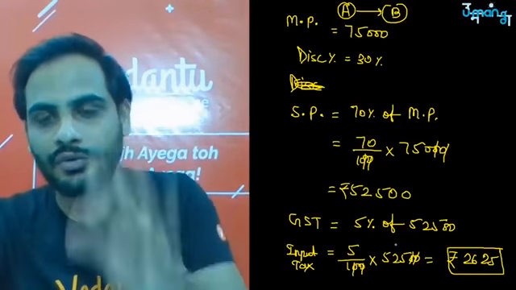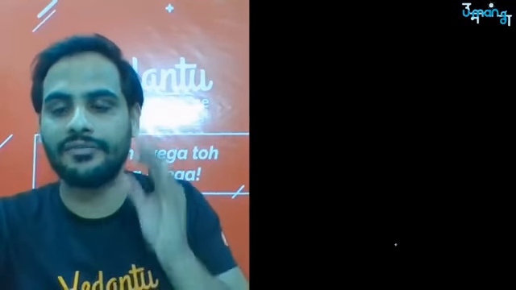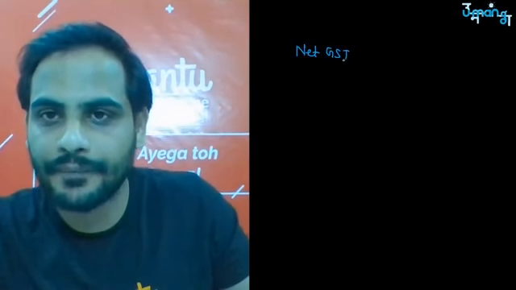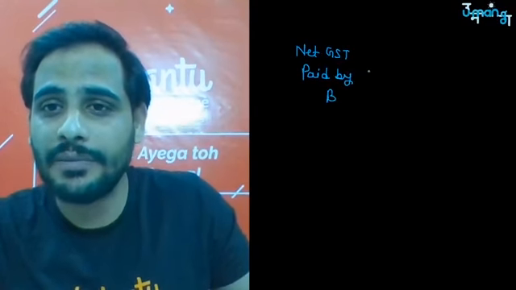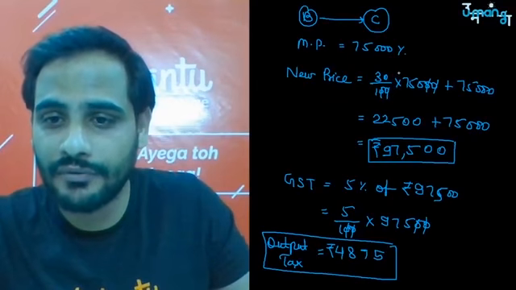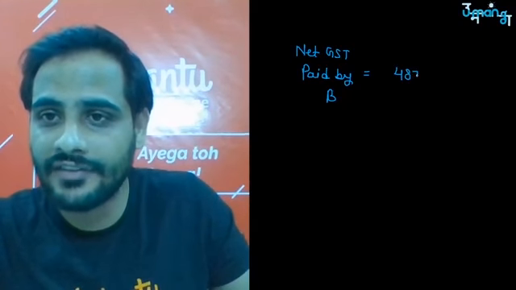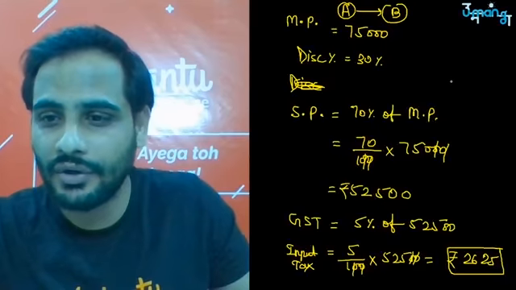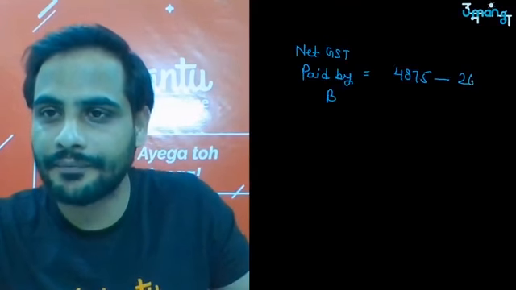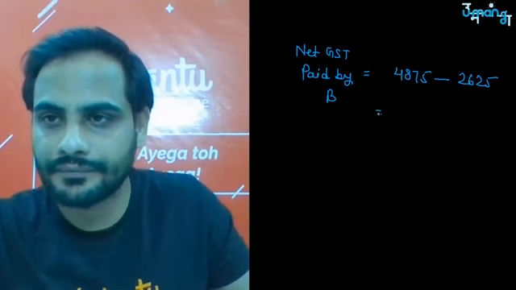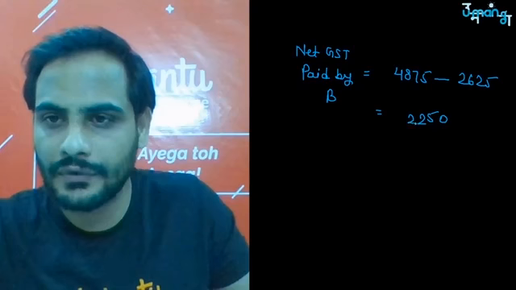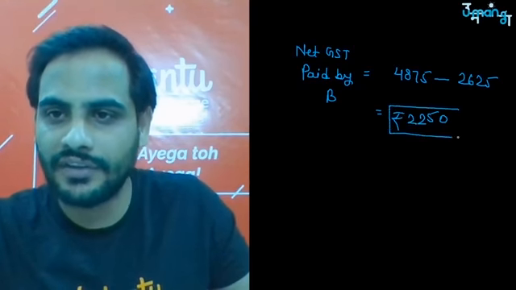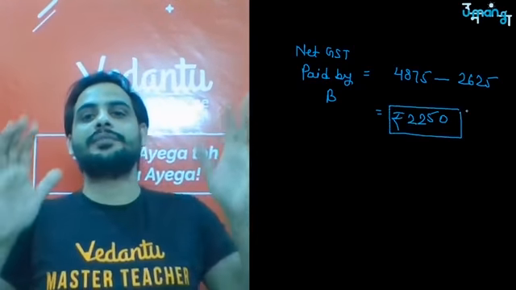So input tax is 2,625, output tax is 4,875. So I can say net GST paid by B will be output minus input, which is 4,875 minus 2,625. So rupees 2,250 is the net tax which B has paid.